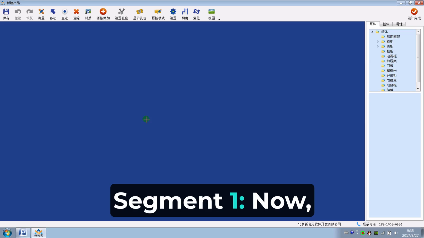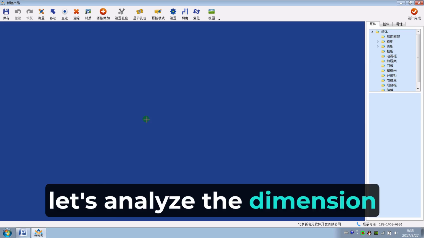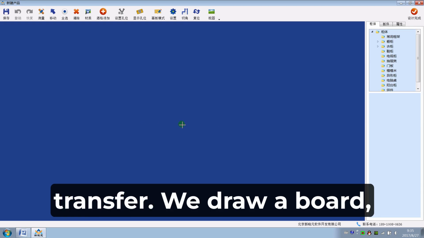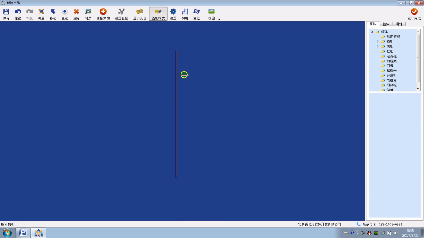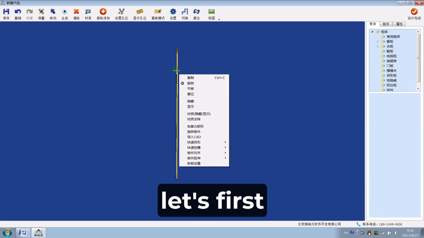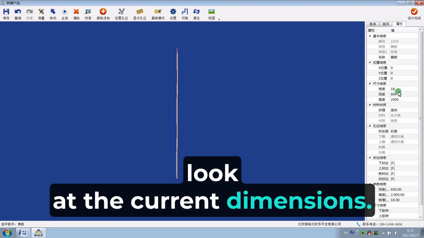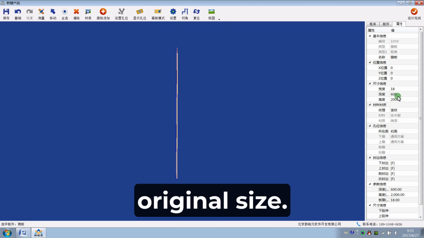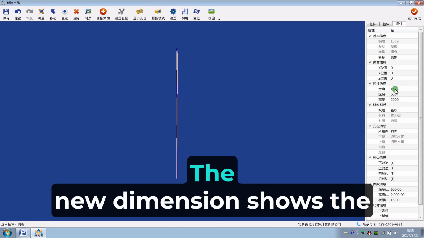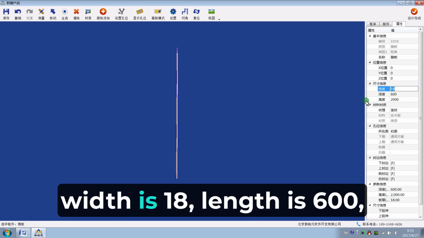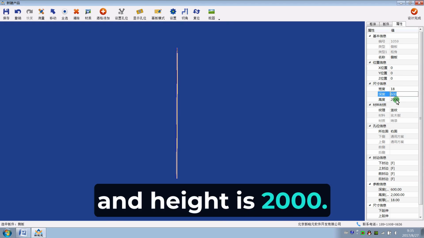Now, let's analyze the dimension modification and position of the transfer. We draw a board. And in this mode, let's first look at the current dimensions. On the right is the original size. The new dimension shows the width is 18, length is 600, and height is 2000.